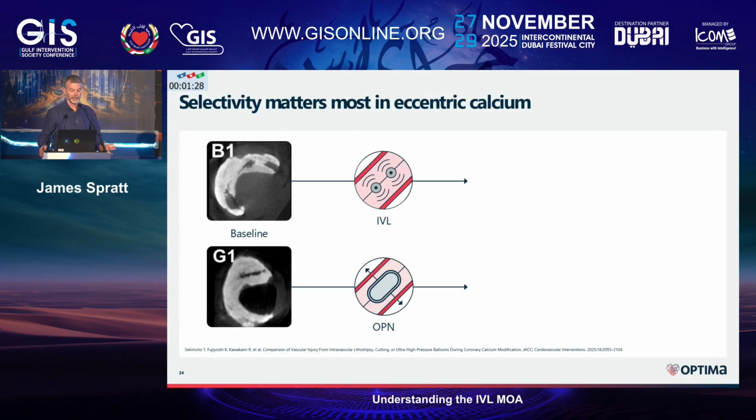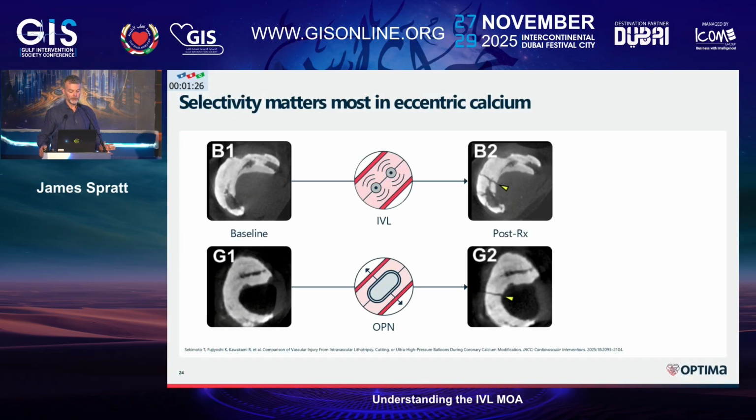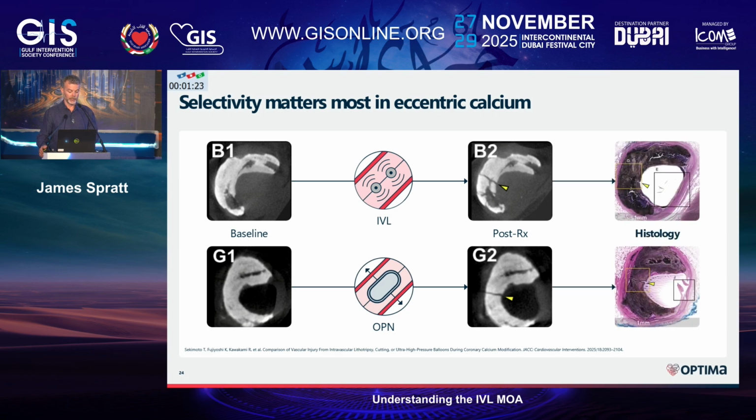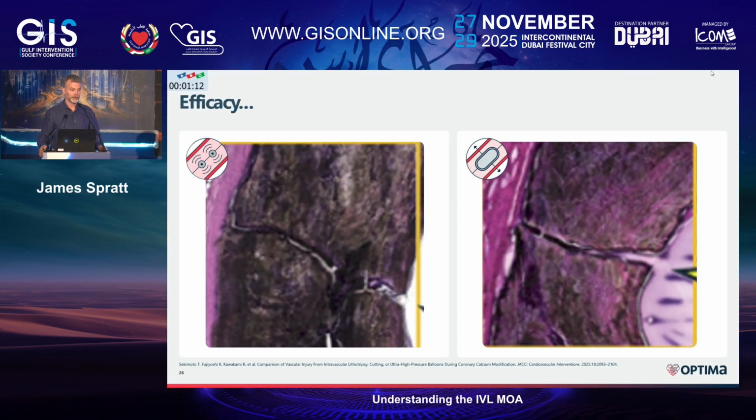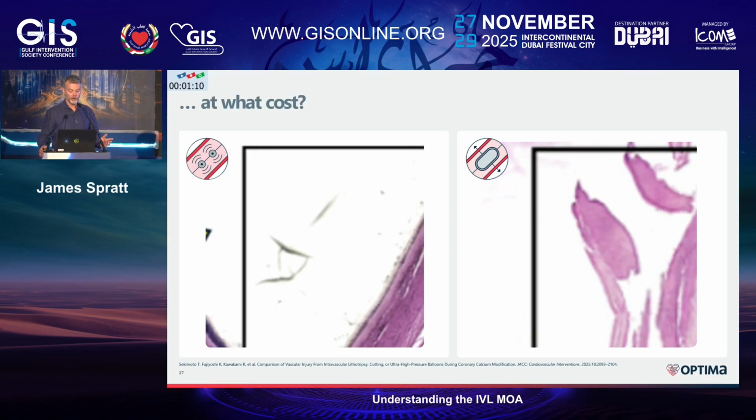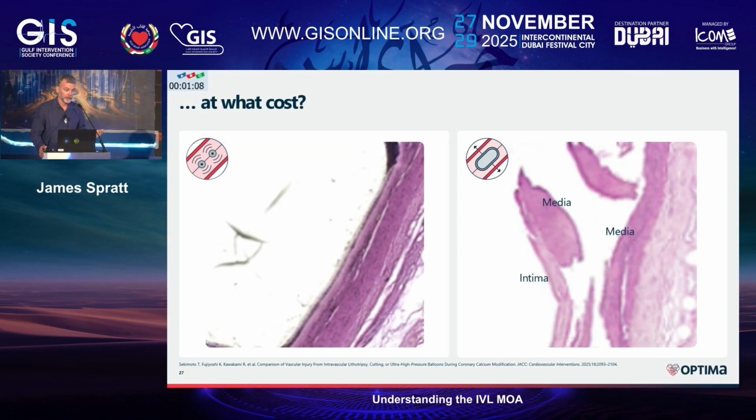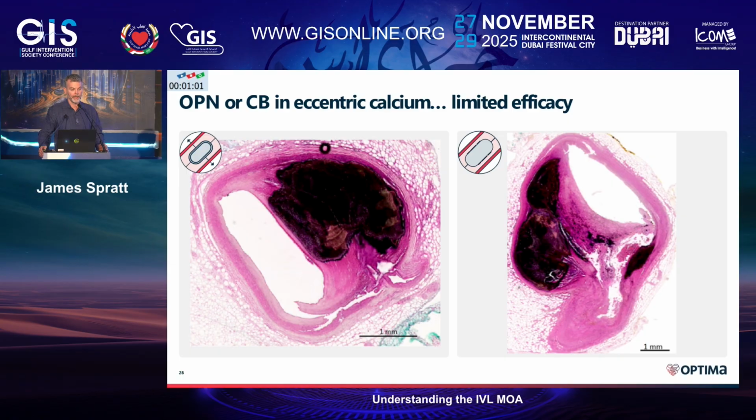And you can see that in eccentric calcium. When you looked at it, first of all, you can see that the fractures are there. These are past slides. The fractures are there. On the left, it's IVL. On the right, it's high pressure inflation. You can see the fractures. But unfortunately, you can also see that there's significant disruption with the high pressure balloon, and there's no damage at all with IVL. And this matters most in eccentric calcium, which of course is the commonest form of calcium.